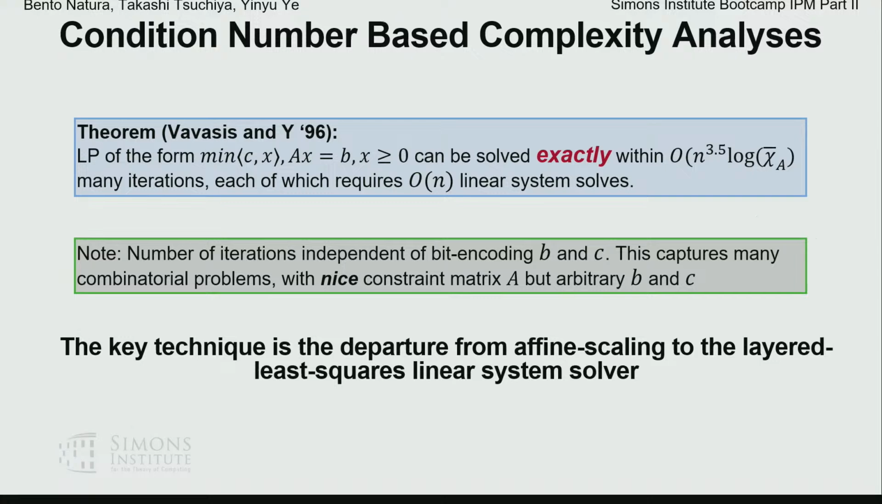Here is the theorem for the exact argument. As I said, I departed from those approximation arguments. An LP in this standard form can be solved exactly, just like the simplex method. In each iteration you solve a system of equations, assuming you can solve that system exactly. You find a solution in n^3.5 log chi bar A steps. It takes that many iterations, and each iteration solves a system of linear equations.